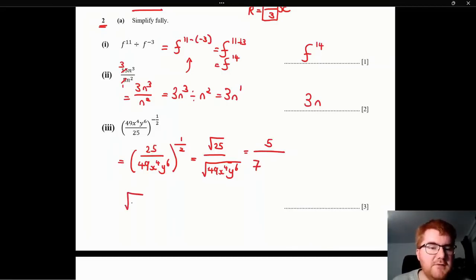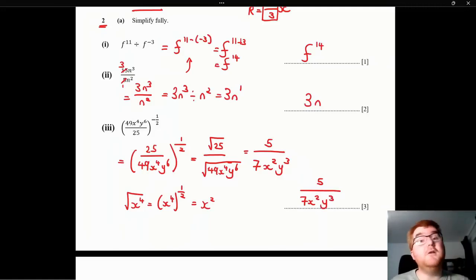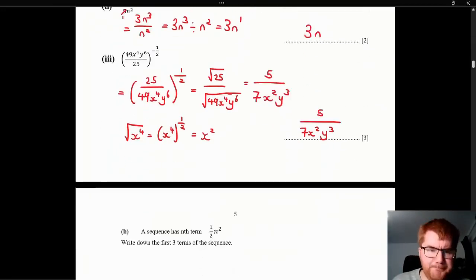If you do the square root of x to the power of 4, that's the same as x to the power of 4 to the power of a half. When we're working with brackets, we multiply the indices. So a half of 4 is equal to 2. So we get an x squared here. If we do the same process here, we just get y to the power of 3. So we have 5 over 7x squared, y to the power of 3. Again, you can pick up lots of marks by being really confident with your index skills.